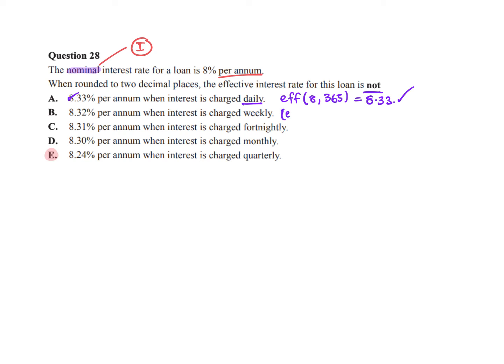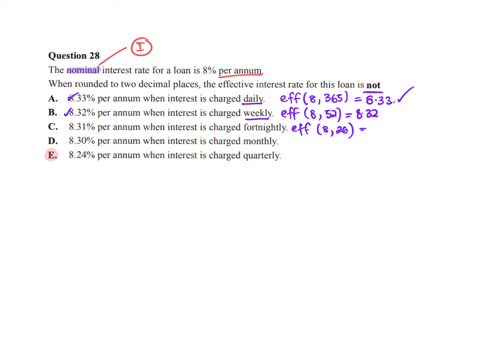EFF, 8%. And what's it going to be, comma, if it's weekly? 52. So we'll do that. Okay, 8.32. So this one is correct. So not the answer. EFF, 8, comma, fortnightly is 26. What do we get? Do we get that?